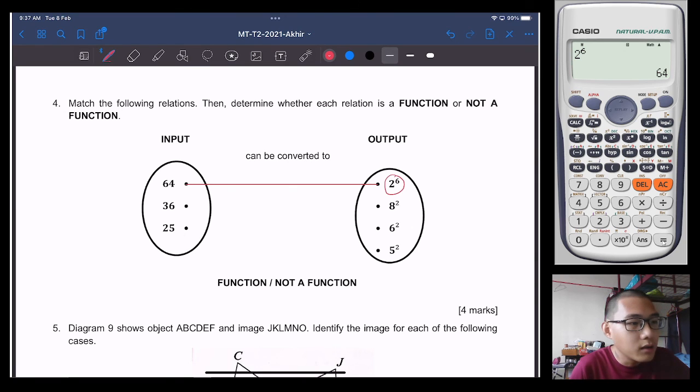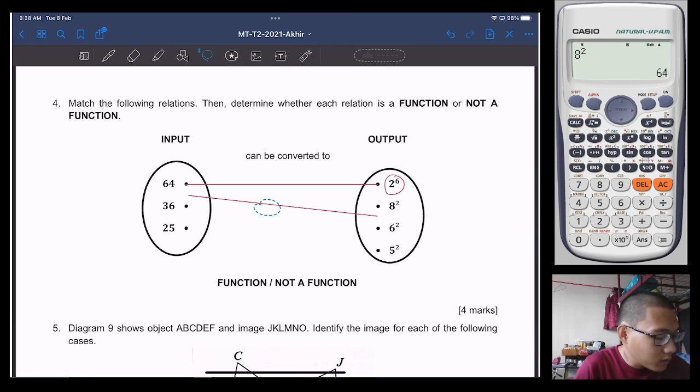Most people forget this question. They say this is not equal, but it's equal, right? It's an input and an output. And then we continue. 8 power 2, x squared, is 64 too. So 64 we connect with x squared. That's why we draw it like this, 8 power 2.